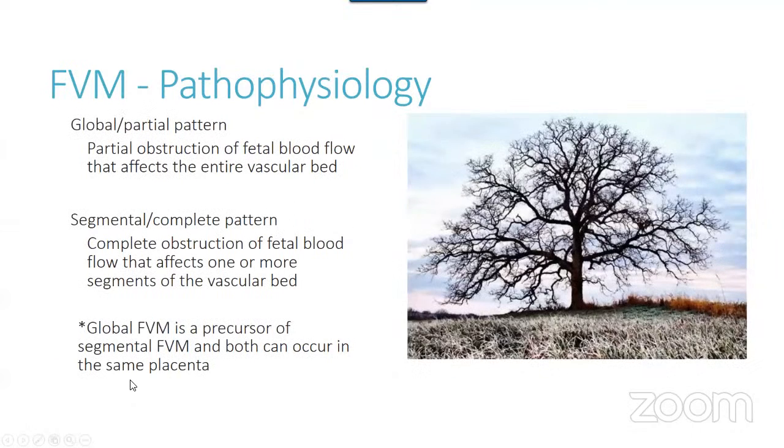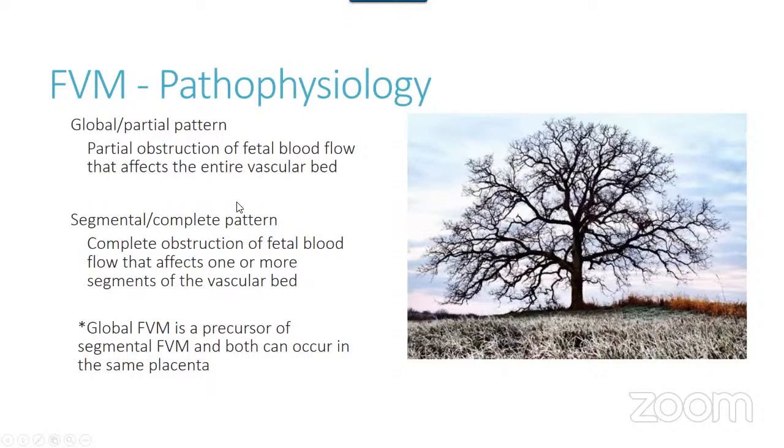So there are two patterns, as I previously mentioned, of FVM. There's the global pattern and the segmental pattern. And the names are a little tricky to get your head wrapped around, so I will try my best here to explain it. And I love using this tree analogy. I think it helps a lot of people when I explain this to them.